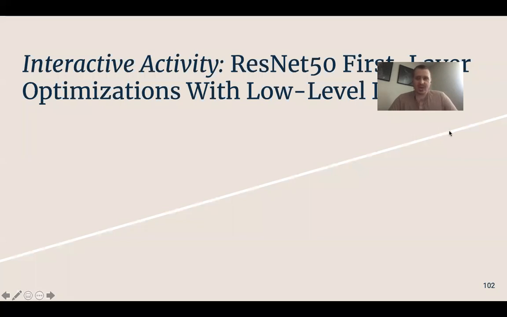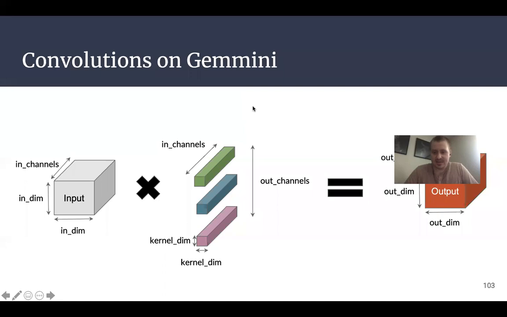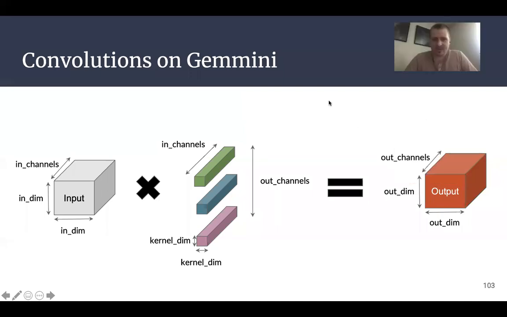Let's do one last interactive activity, and then we can take another short break. ONNX Runtime is how we do the high-level programming. What if you actually wanted to step down to the ISA yourself? We'll do a very particular optimization for the first layer of ResNet-50 using the low-level ISA, an optimization which doesn't exist right now in the mid-level kernel implementation.